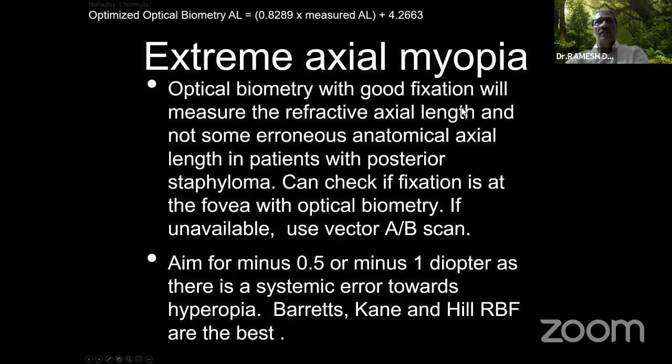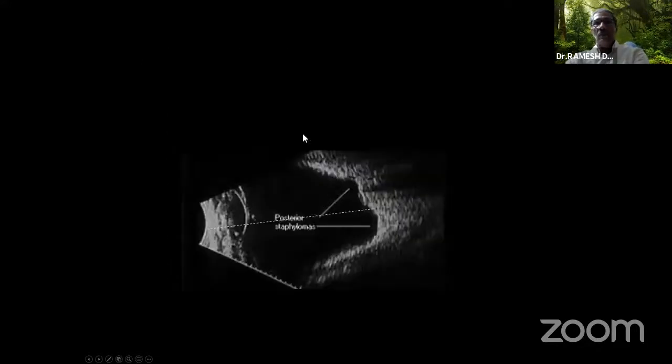Extreme axial myopia is a challenge, and I will advise all the audience to use an optical biometry or send these patients to a place where an optical biometry is available. If an optical biometry cannot be used due to a density of the cataract and you have a posterior staphyloma, a vector AB scan can be done.